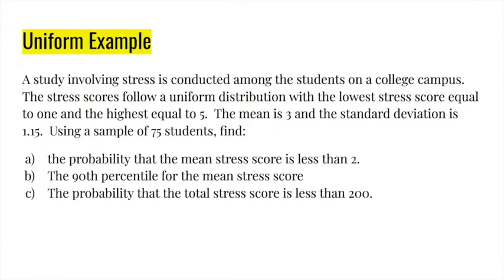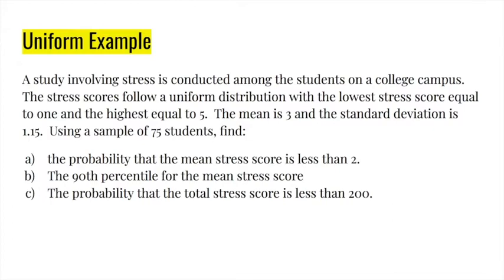Part C asks us to find the probability that the total stress score is less than 200. This is where you kind of have to use your smarts, your savvy, and understand that what they're asking for is a sum.